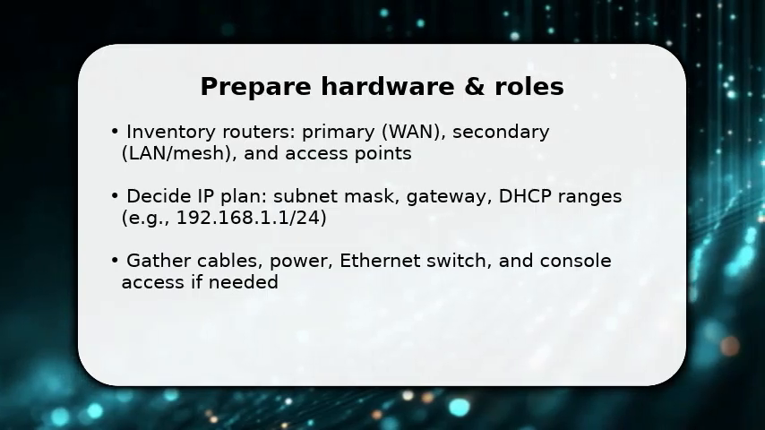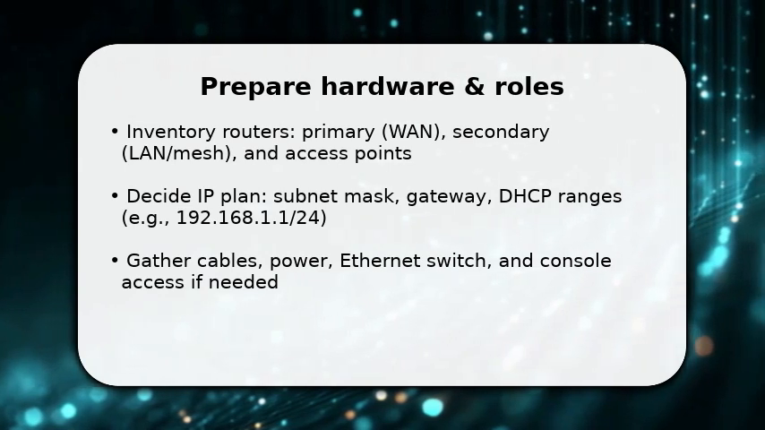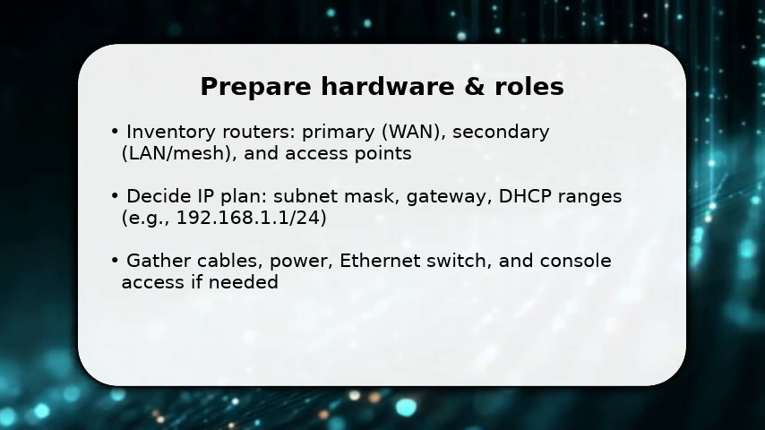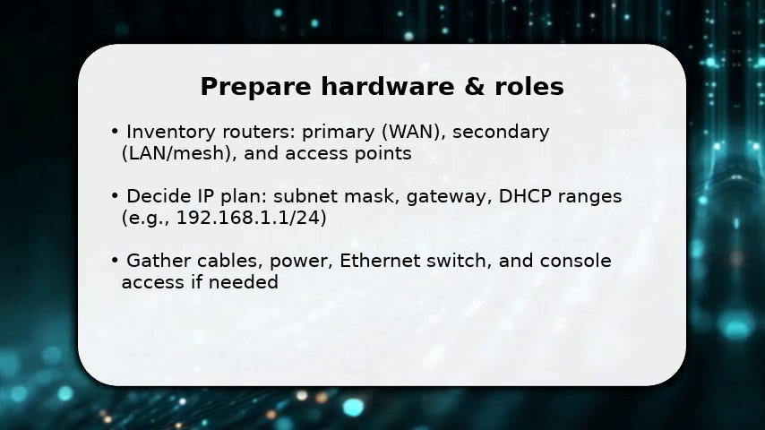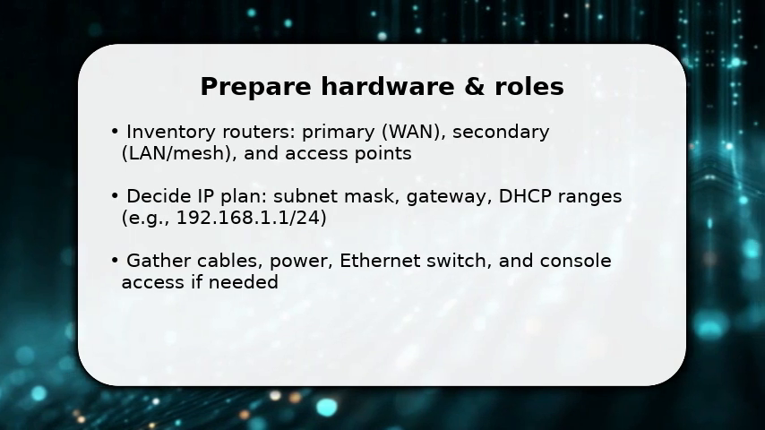You start by assigning clear roles. One router will handle the WAN and DHCP. Others act as LAN routers, bridges, or access points. Power everything but don't connect WAN yet.